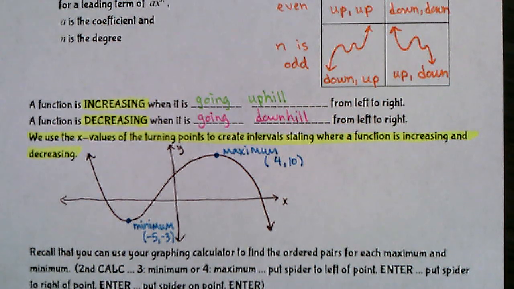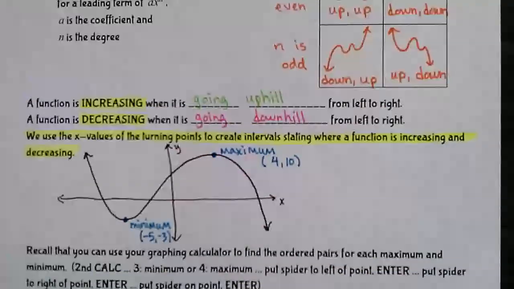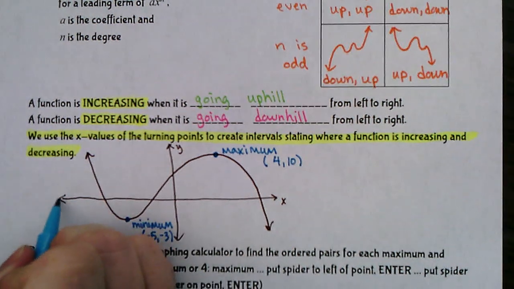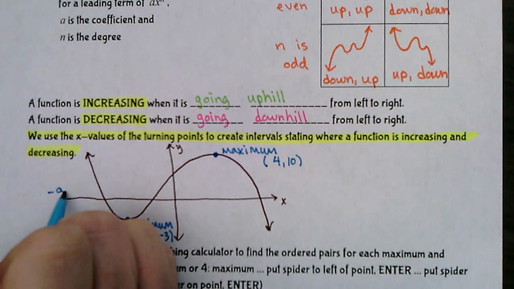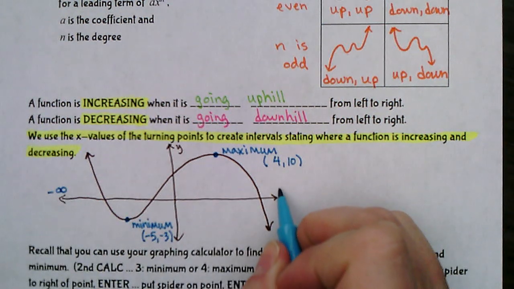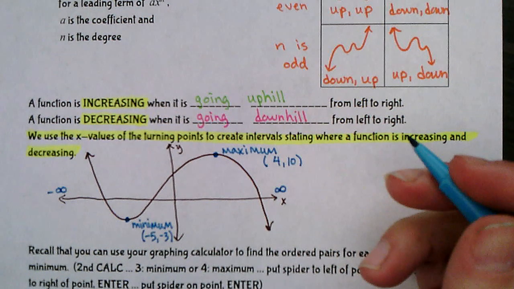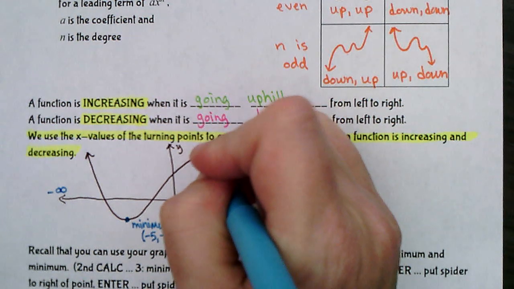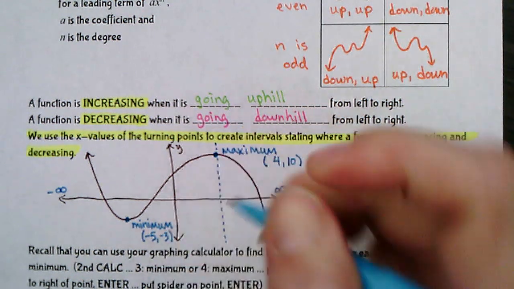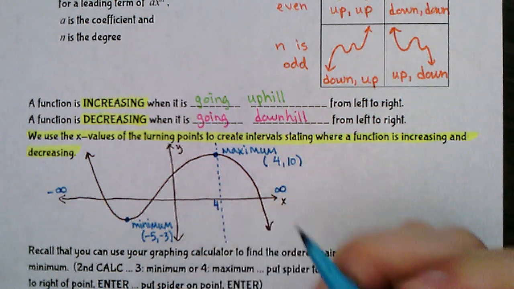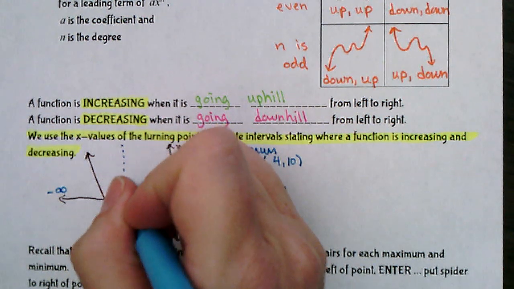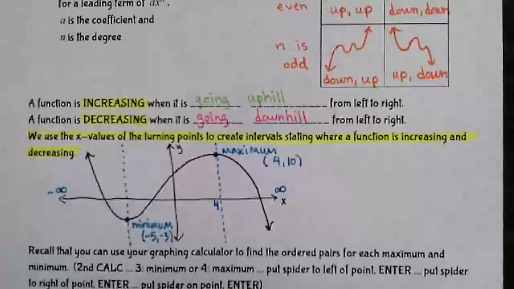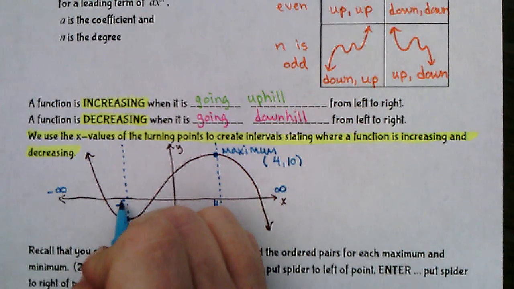So what these turning points or maxes and mins do is they're going to break up the x axis into different intervals. Remember that this arrow on the left end represents -infinity. This arrow on the right end represents infinity. And then we're going to imagine that this maximum breaks up the interval at 4, and this minimum breaks up the x-axis at -5.